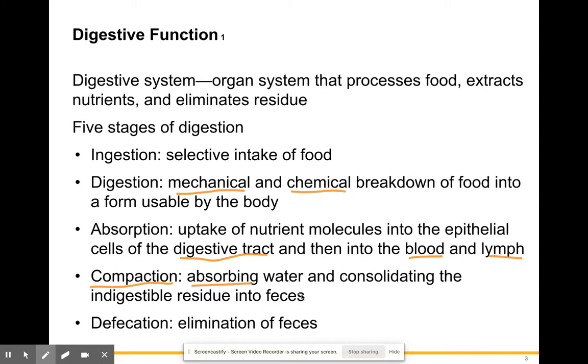And when you put those solids together, you have solid feces, solid waste. And then you defecate. Defecation is the elimination of feces. It's the ridding of your body of fecal matter.